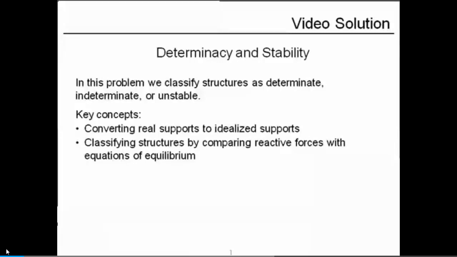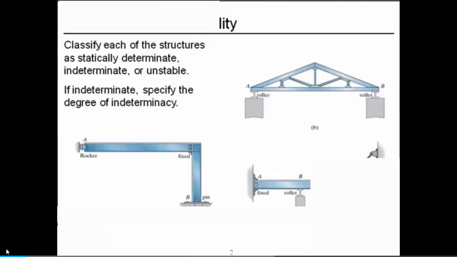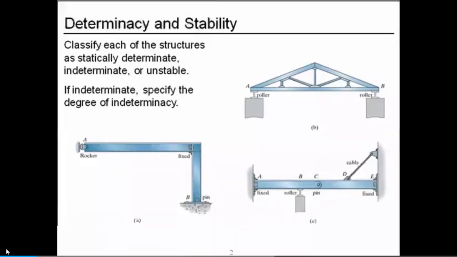Let's take a look at those structures that we're going to evaluate. Here are the three structures: a frame, a truss, and a complex beam. We're going to classify each of the structures as statically determinate, which means we'd be able to use just the equations of equilibrium to find all the internal forces and reactions. Indeterminate, which means we need some help from compatibility equations or assumptions. Or unstable, which has its own set of issues. If it's indeterminate, we're going to specify the degree of indeterminacy. Let's start with the frame labeled as A.